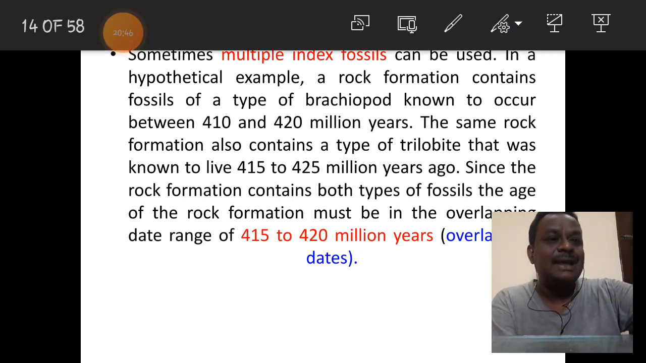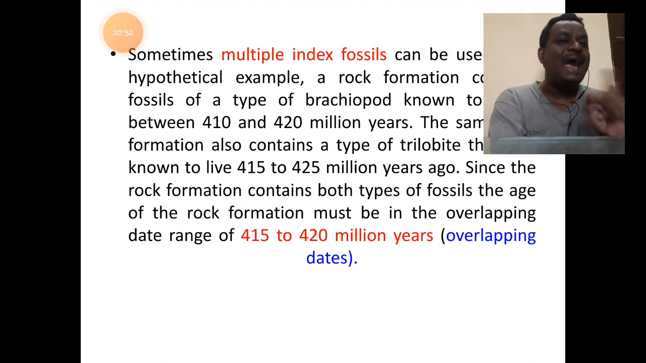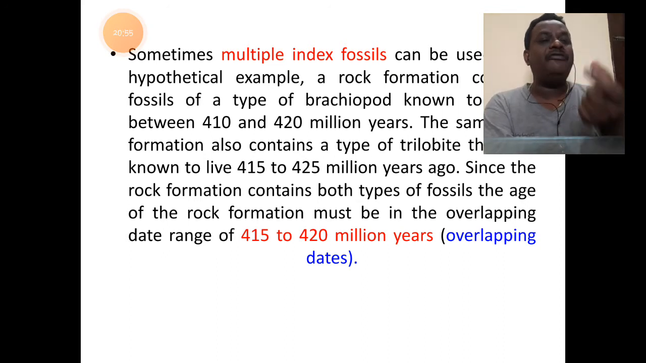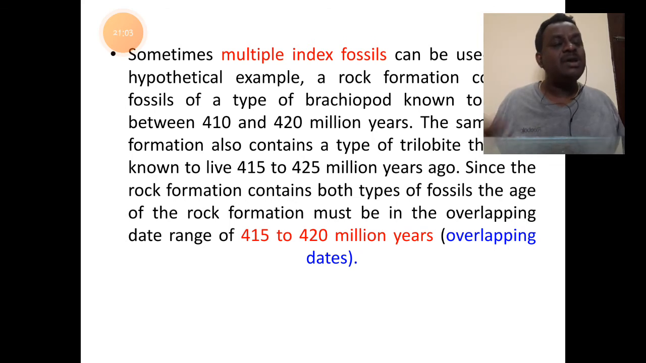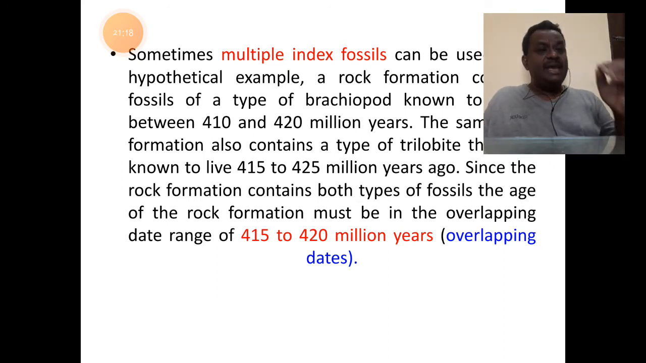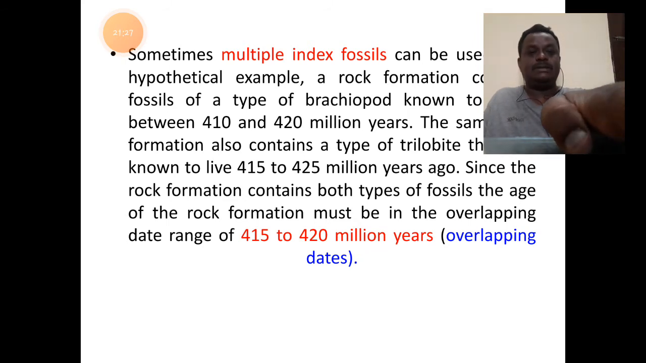So remember, 415 to 420 is common to the 410 to 420 range and the 415 to 425 range. This is called the overlapping period. That overlapping period can be considered as the age of either the fossil or of the rock. This kind of prediction, we call multiple index fossil prediction. So we have two different types of fossils with two different age ranges, and the overlapping period of them can be considered as the age of both the organisms as well as the rocks. This we call multiple index fossils.